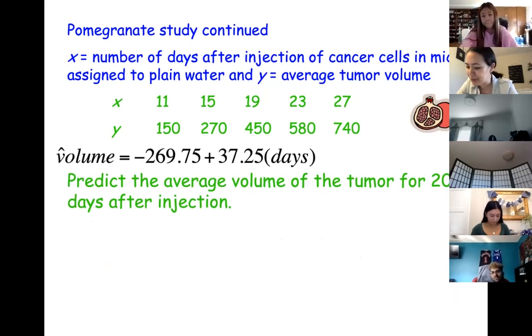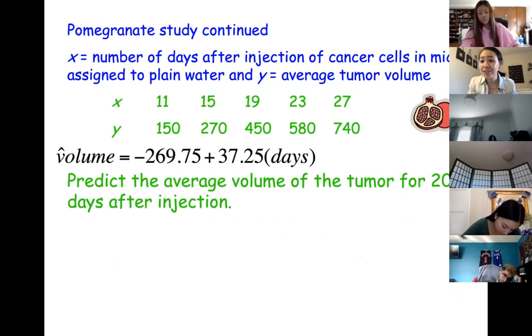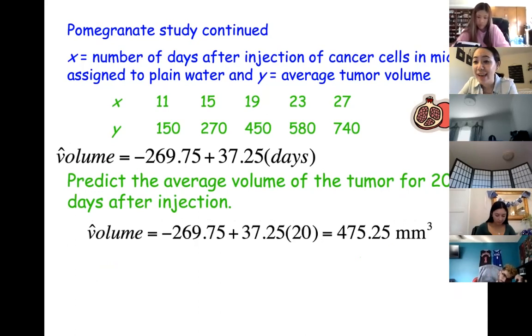All right, next one, number 5. Predict the average volume of the tumor for 20 days after injection. So this is the whole point of having your least squares regression line, so that we can predict. In order to predict, we're going to plug in 20 for days. Literally just plug it in, calculate it, and there you go, 475.25. That's the whole point of this LSRL, to be able to make predictions.